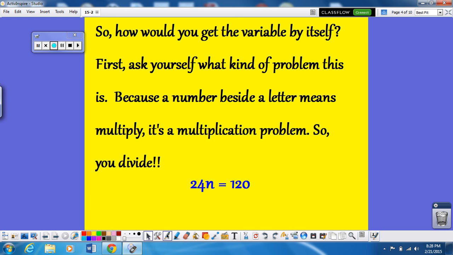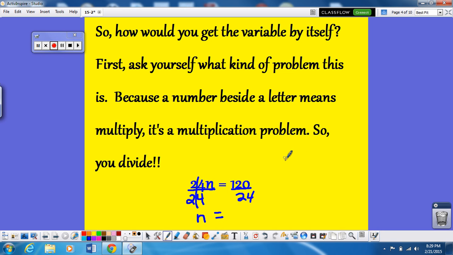First, you need to look at the problem and ask yourself, what kind of problem is it? Well, we know there's a number by a letter, so we know it's a multiplication problem. So we're going to divide. So to get n by itself, we're going to divide both sides by 24. Okay, so 24 divided by 24 is 1. So that just leaves us with n, because n times 1 is n.